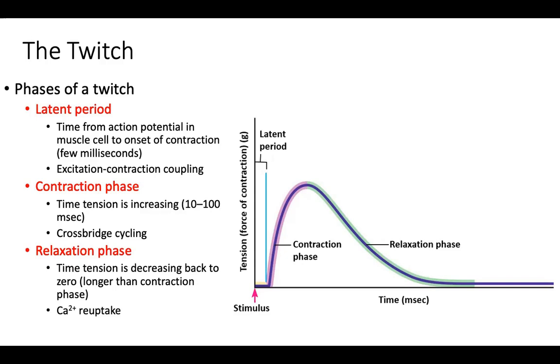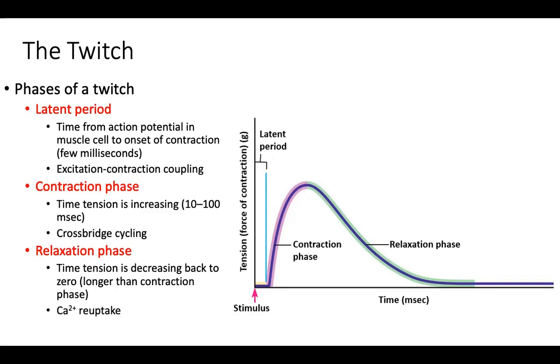Now, we'll talk about what's happening in each phase in terms of the biochemistry, what's going on inside the muscle fiber and along the sarcomeres that is resulting in these different phases. So the latent period is where the contraction hasn't really begun yet.